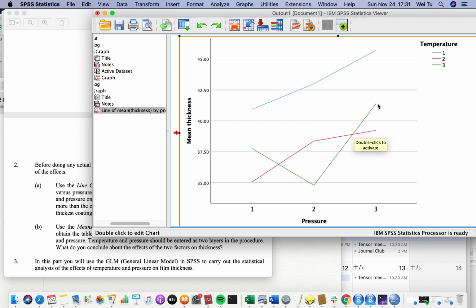And then let's take a look at the temperature. If you look, this is the low temperature. The low temperature has the highest thickness, the largest thickness. Which kind of means that the temperature has a negative effect on the thickness. Is it negative? Yes. The lower, the thicker it is, yes. But we do see some twist here, so the effect is not uniformly linear, okay?